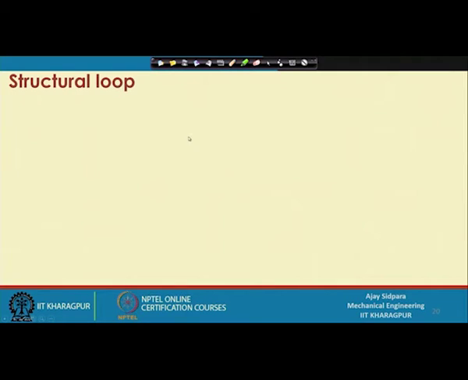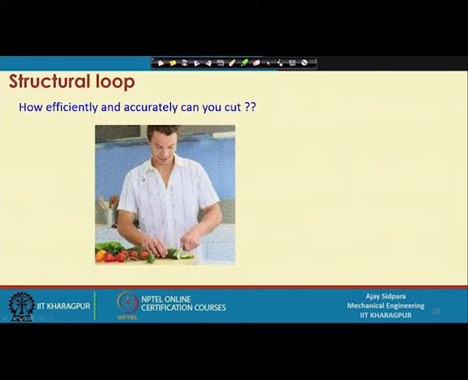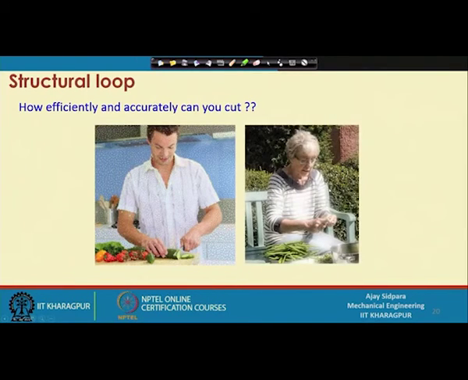Now, coming to the structural loop. So, what is this structural loop? For understanding this, let us take one example of how efficiently and accurately you can cut. Now, there are two persons, one is a very young guy and the other is an adult, and both are cutting vegetables here.